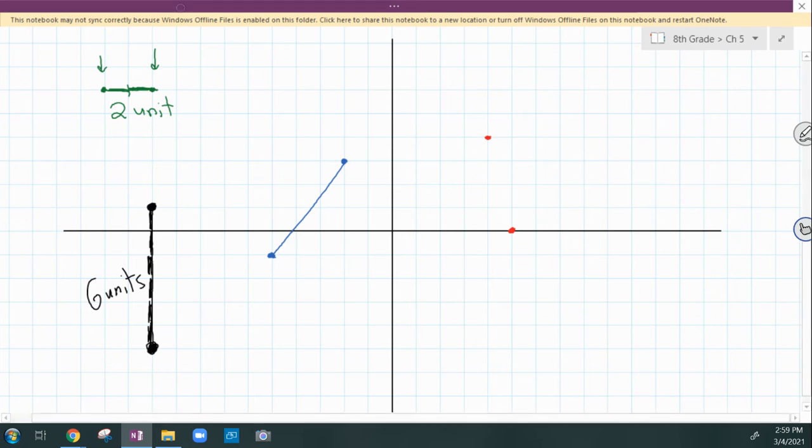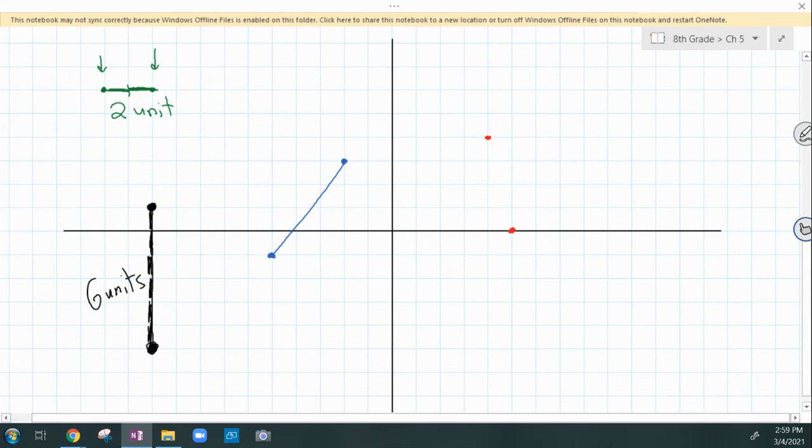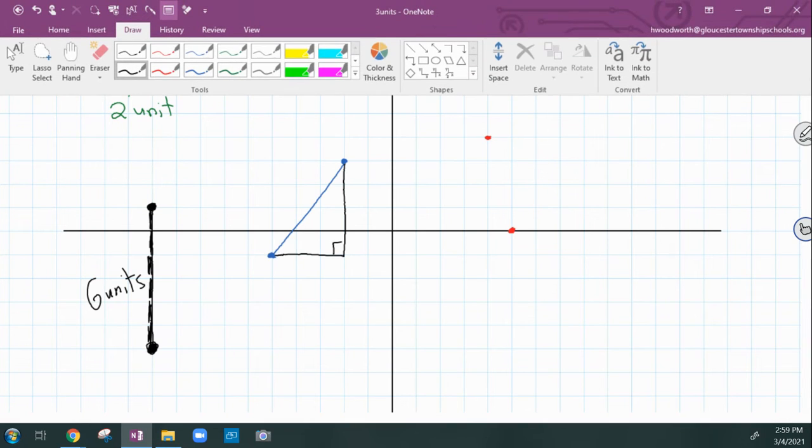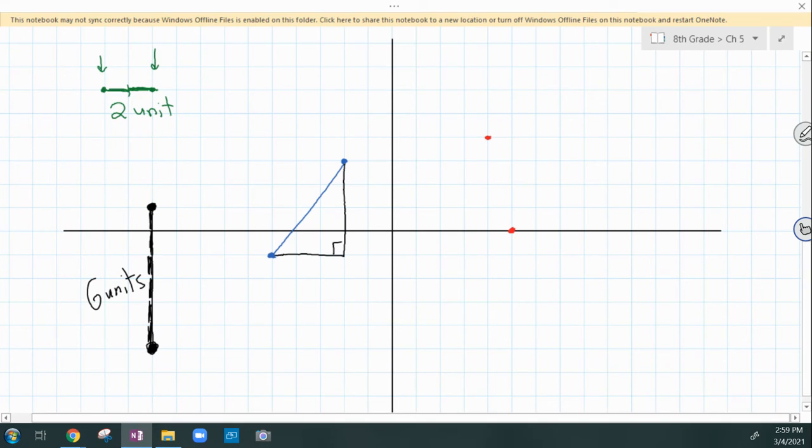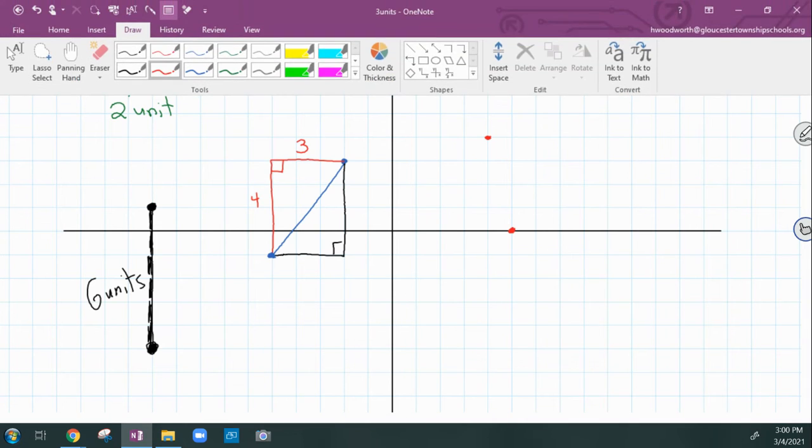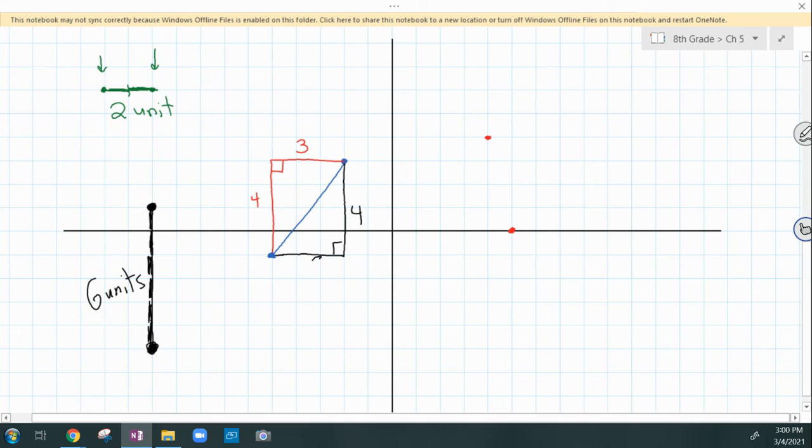We're going to need to draw ourselves a right triangle. We could draw it here like this and have our right triangle there, just following the grid lines. Or we could also draw it above like that, but it's going to give us the same length. That's a 4 by 3, and that's a 4 by 3, so it doesn't matter which way we do it.